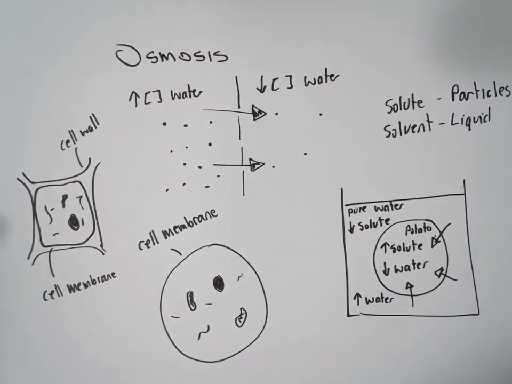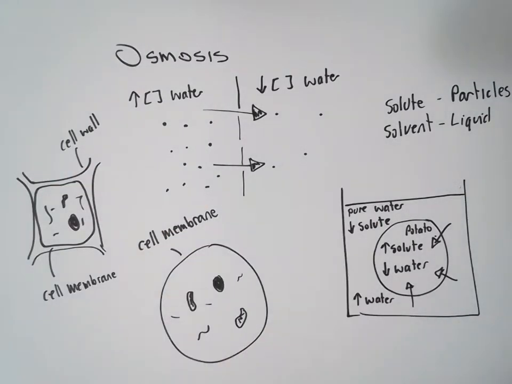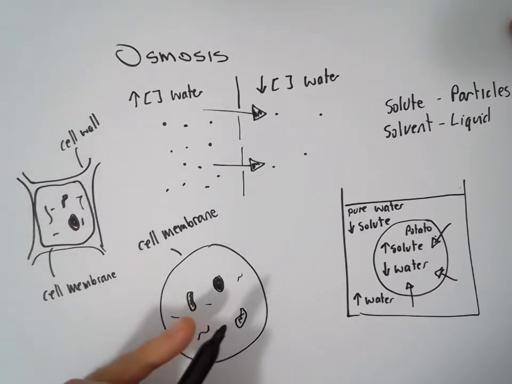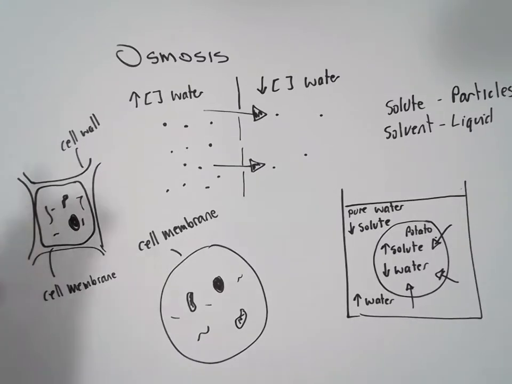Okay, so that's a take-home message. Osmosis is the movement of water along a concentration gradient from an area of high water to an area of low water. What controls it in the cell is the cell membrane. Regardless of whether it's an animal or a plant, it's always the cell membrane. Okay, here's a couple of scenarios for you.